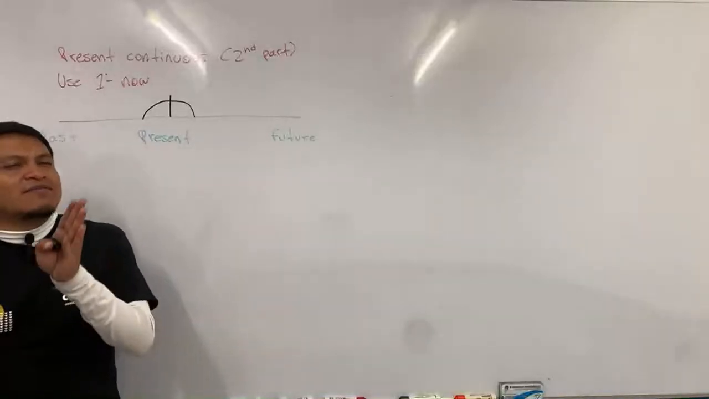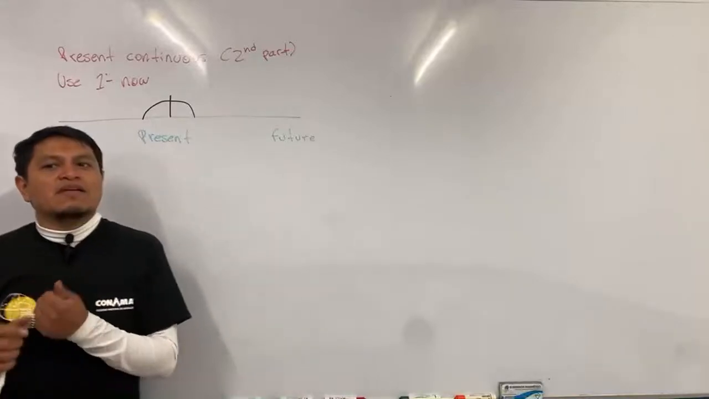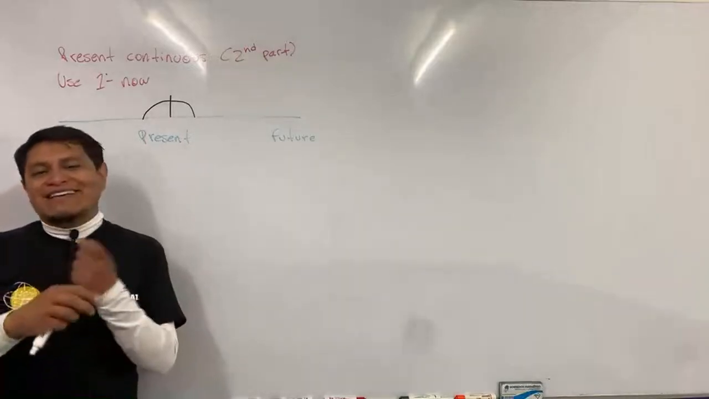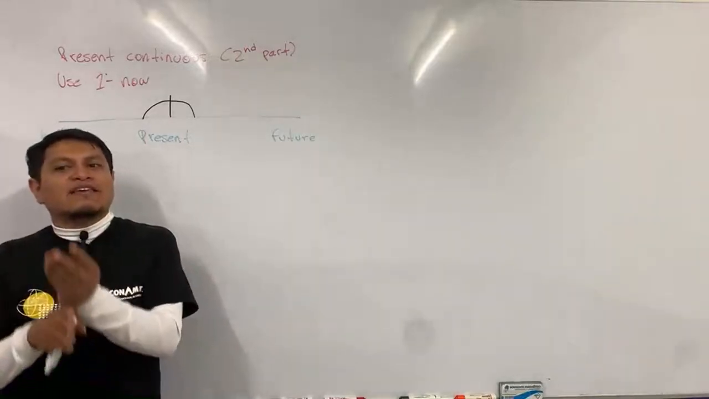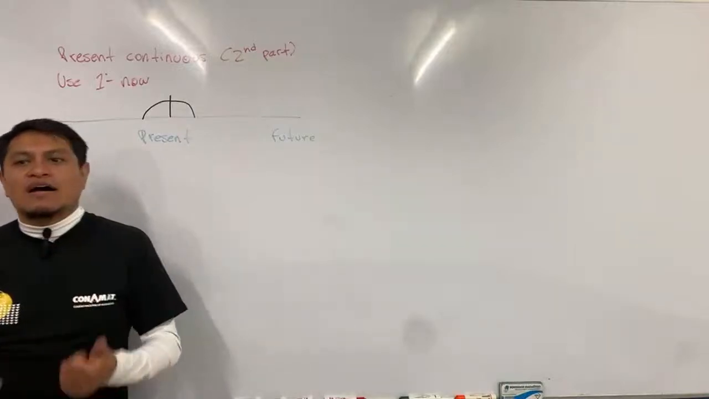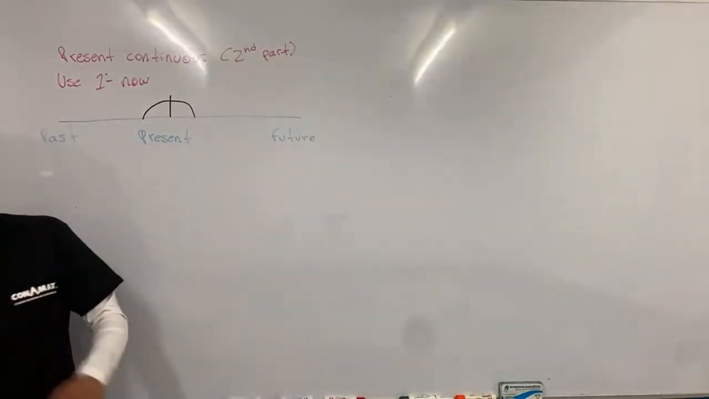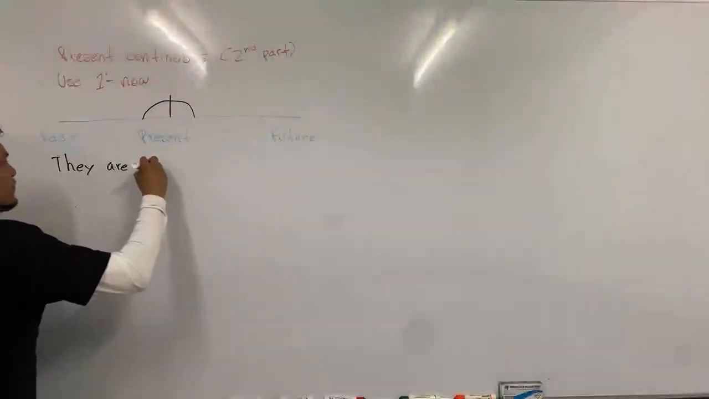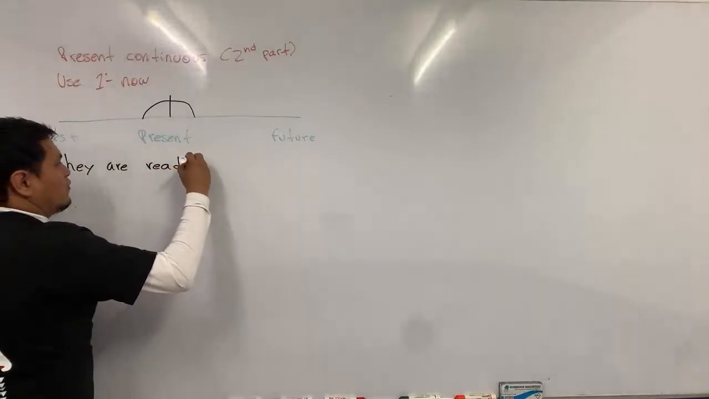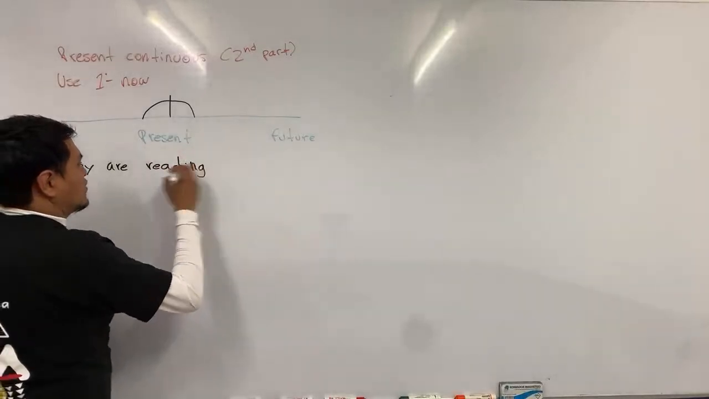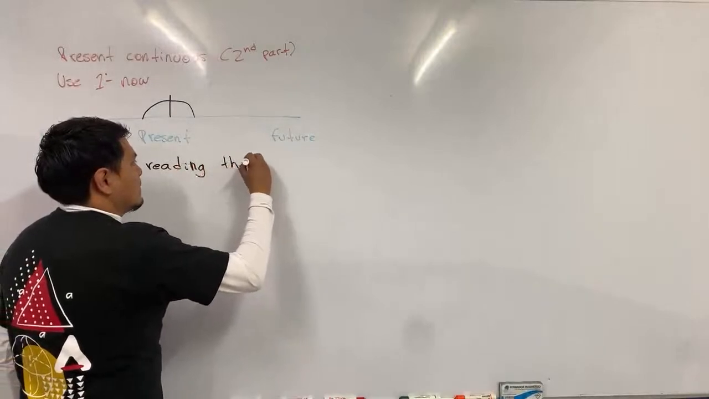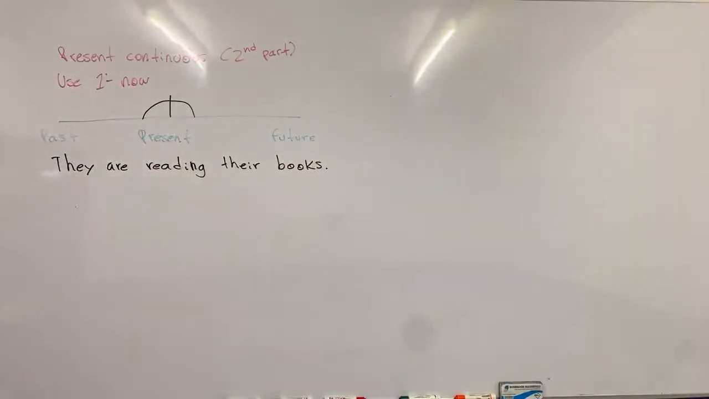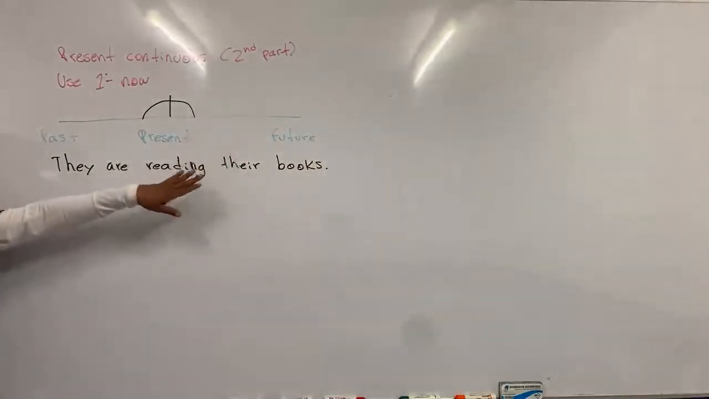In an interrogative, are you sleeping? I am sitting. I'm not sleeping. In another question, is he sitting or standing? Another, they are reading their books. They are reading their books. This is the present continuous.